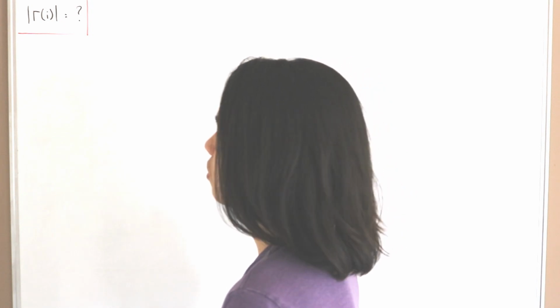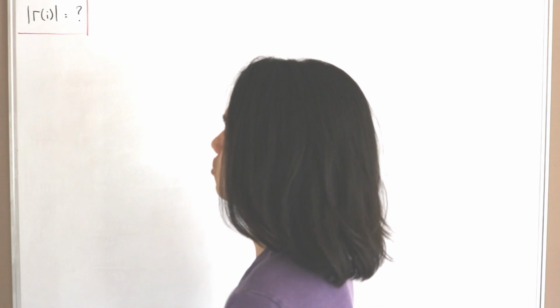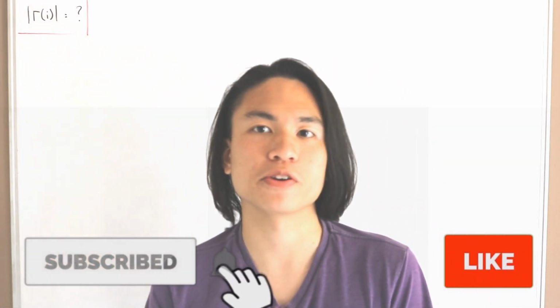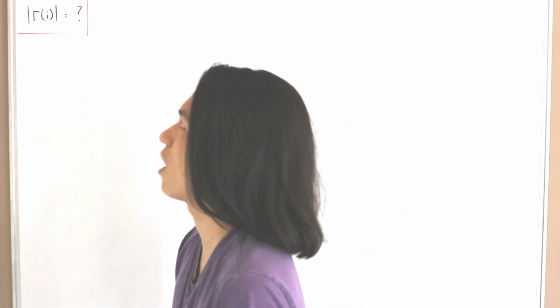Okay, so welcome back to another video. In today's video, it's going to be just a really simple question. What is the modulus of gamma of i? We know that modulus is technically another way to state the absolute value, or in other applications known as distance. So we'd like to calculate the distance of the gamma of i.